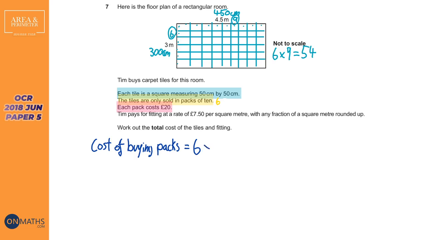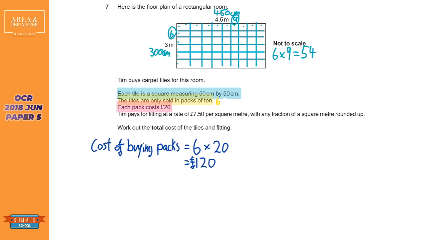So it would be 6 times £20, which is going to be 120 pence, by which I mean obviously pounds, because it's £20. All these units, eh? Right, so we've got our packs sorted, so we're going to spend £120 getting the packets of tiles.